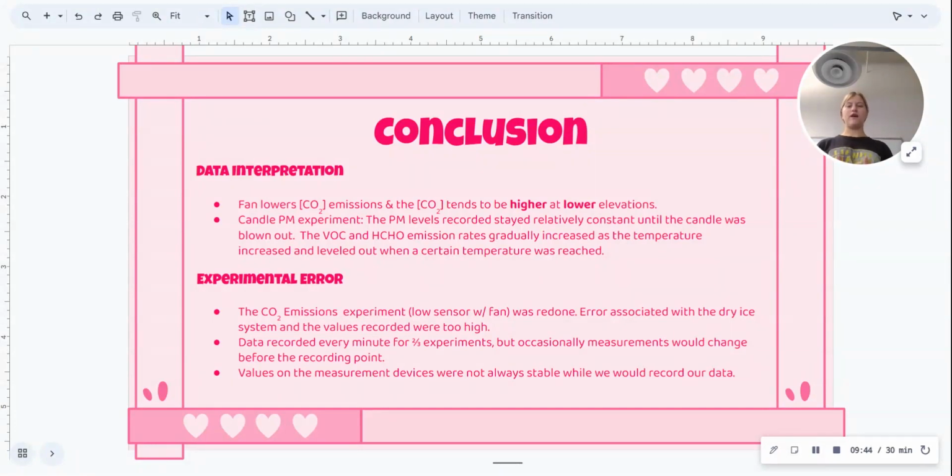Some experimental error we found was we had to repeat our first experiment, but that was only due to a dry ice system being messed up. But the data we presented today was our new value. And occasionally measurements would change, but that was for measuring points. The data would change before the measuring point, so we thought that was worth mentioning. And sometimes values on measurement devices were not always stable.